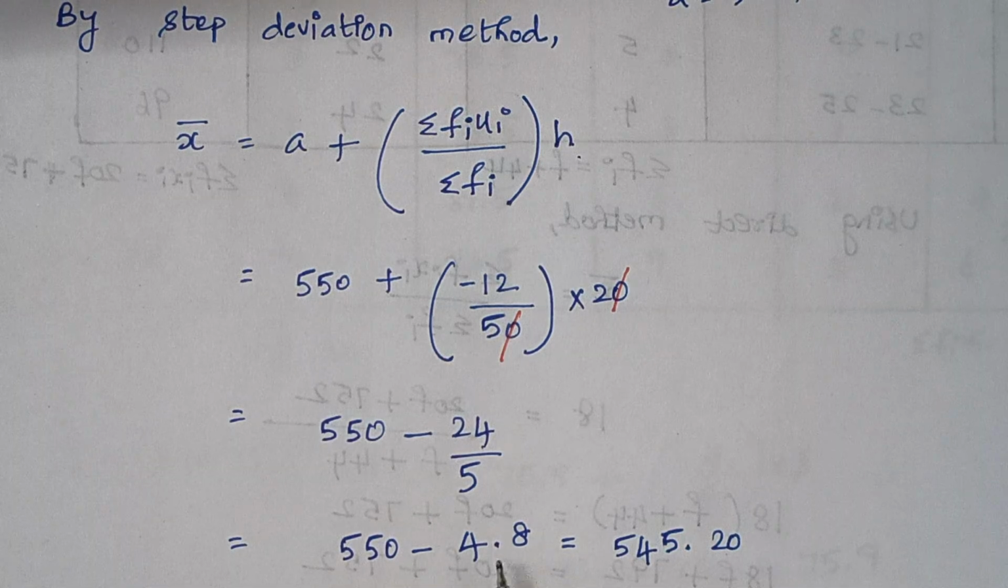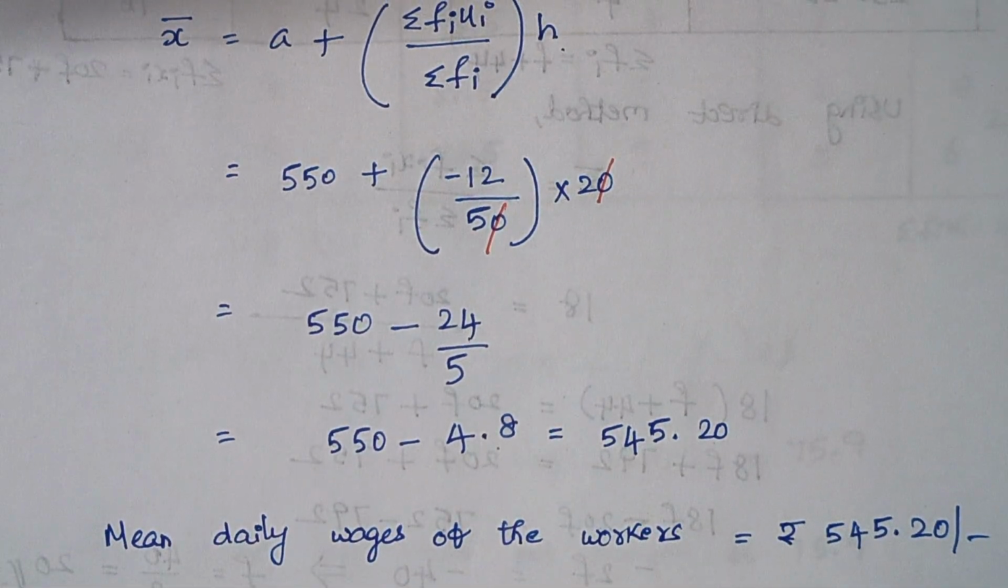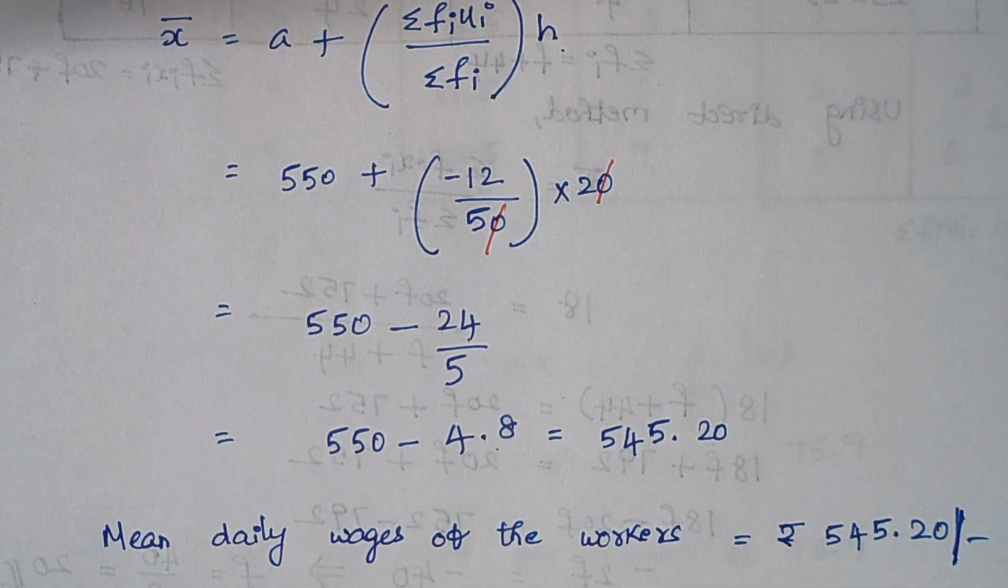So 550 minus 4.8 gives you 545.20. So the daily wages, okay, mean daily wages of the worker is given by 545.20 rupees. So this is the final answer.